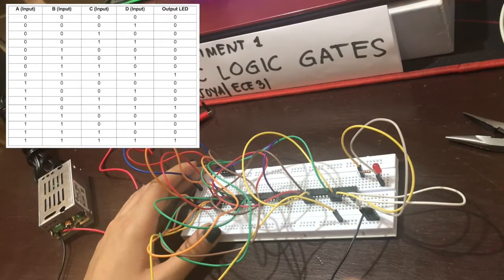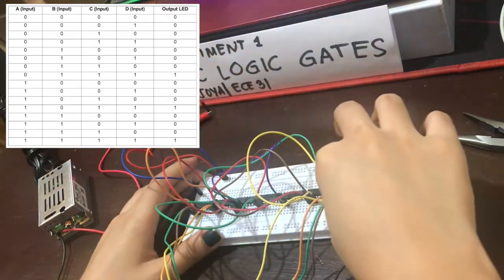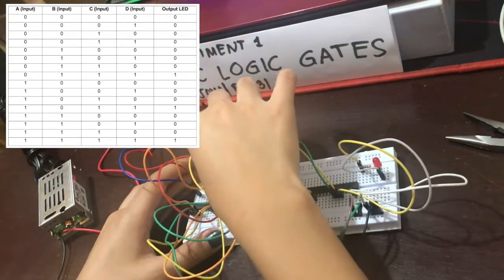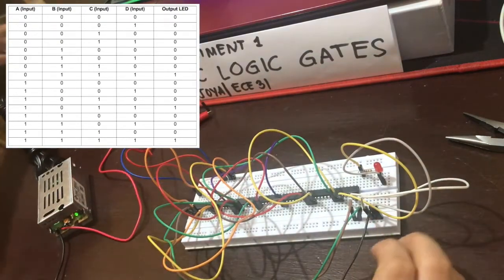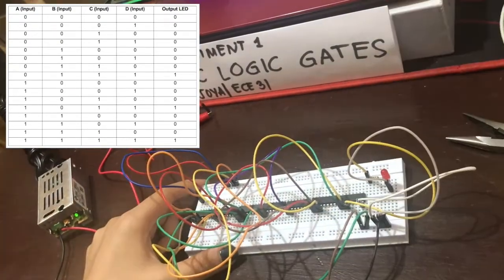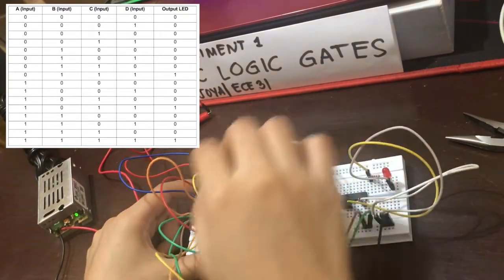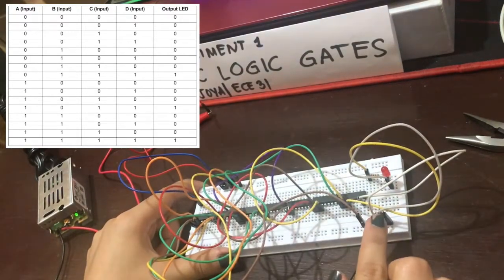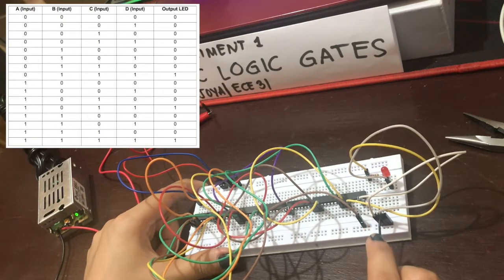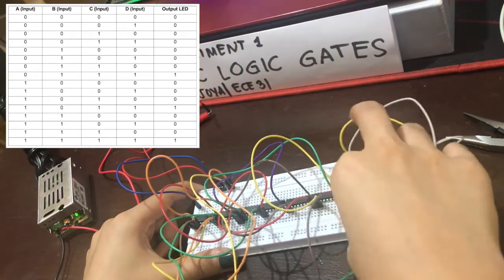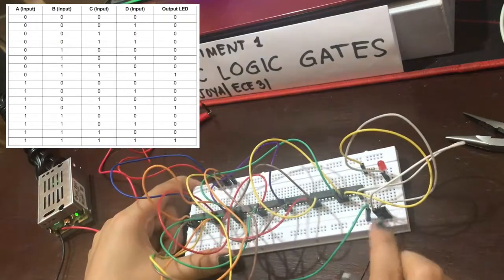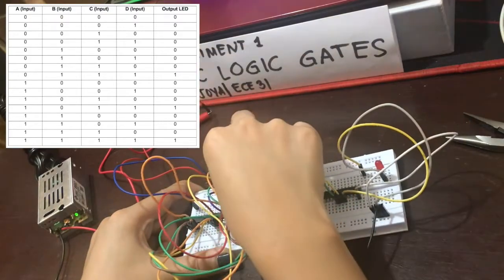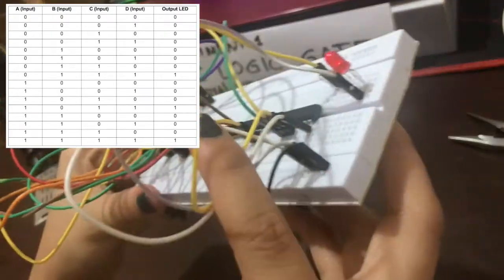When A and B are logic 1, output is 0. When A, B, and D are logic 1, output is 0. When A, B, C are logic 1, output is still 0. When all A, B, C, D are logic 1s, output is 1.